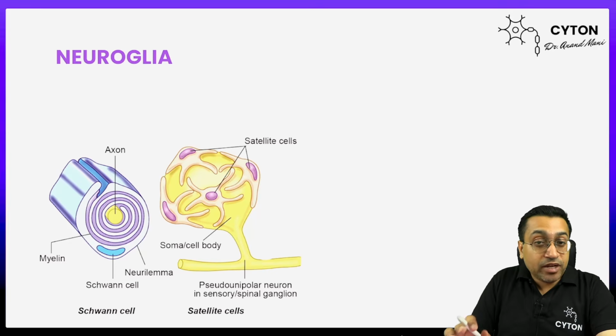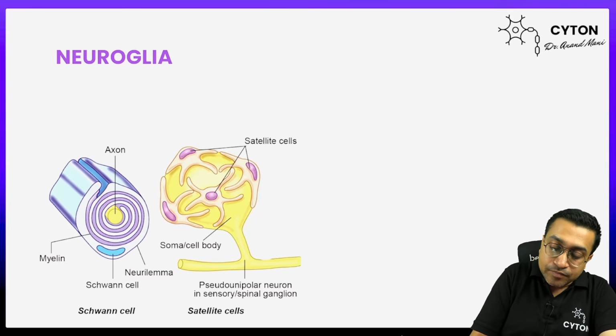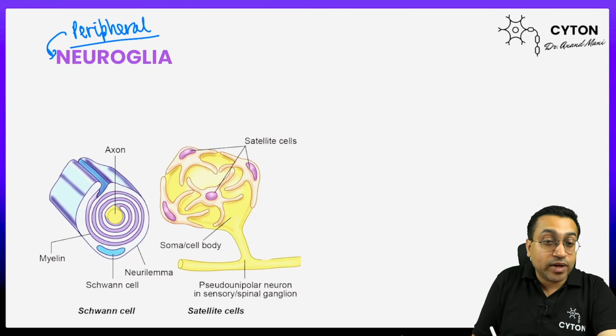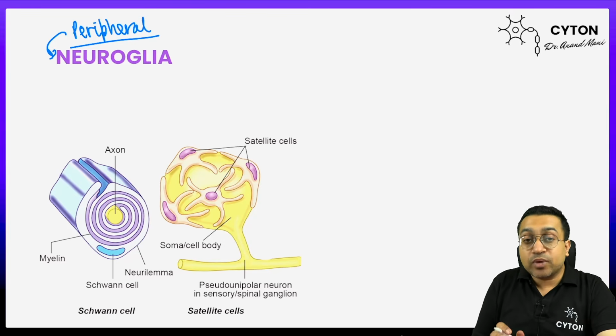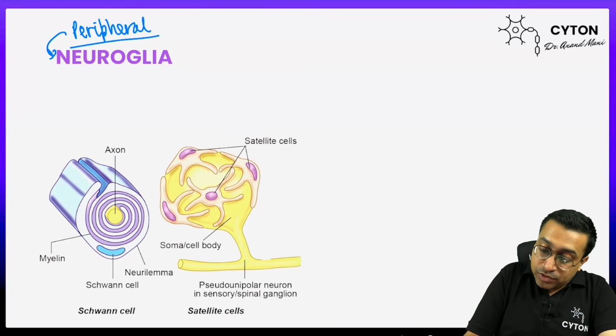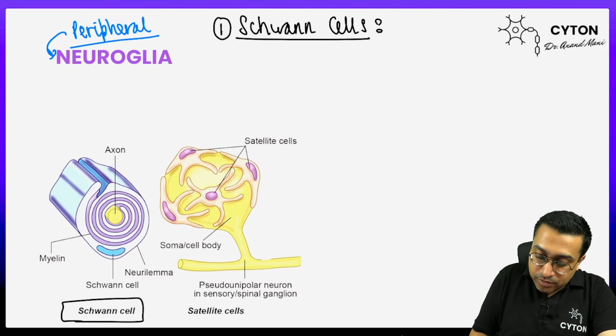Next we come on to the peripheral neuroglia. This is what we are talking about, peripheral neuroglia. In peripheral neuroglia we have two cells, I told you, Schwann cells and satellite cells. Now, let us talk about them one by one. So number 1, that is Schwann cells.